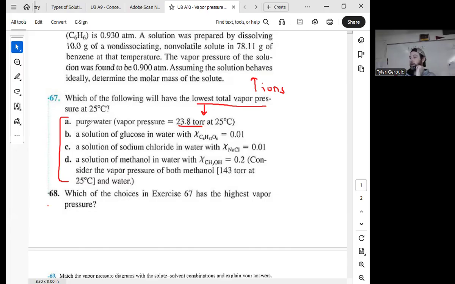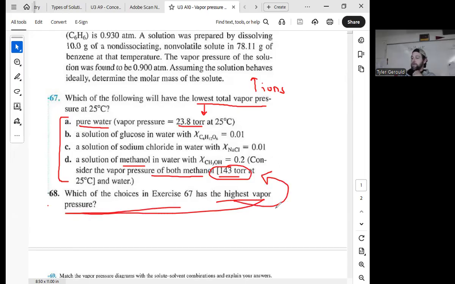So I was going to say pure water probably doesn't have the lowest vapor pressure. Choice D is methanol in water, and the vapor pressure of methanol and water is 143. And so that vapor pressure is even higher. In terms of which is the highest vapor pressure, it's probably choice D. Throw methanol in water, the vapor pressure is going to go up compared to pure water.